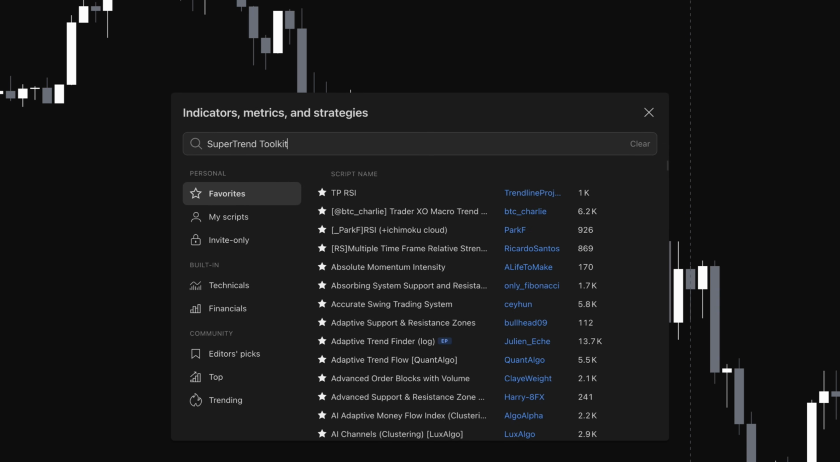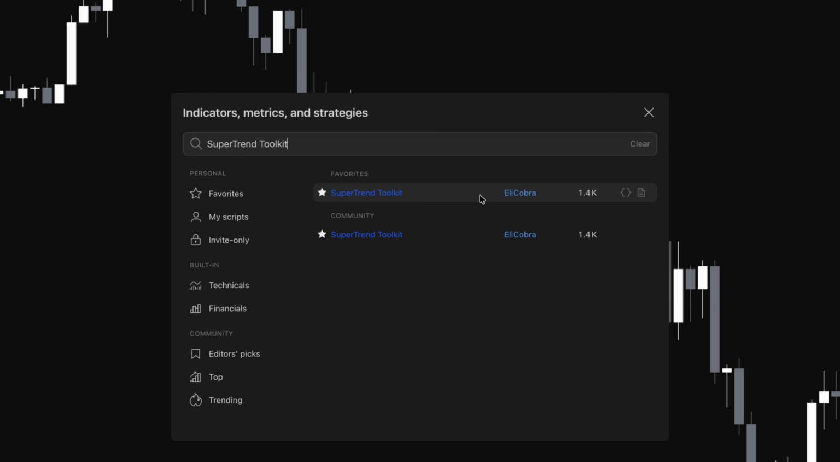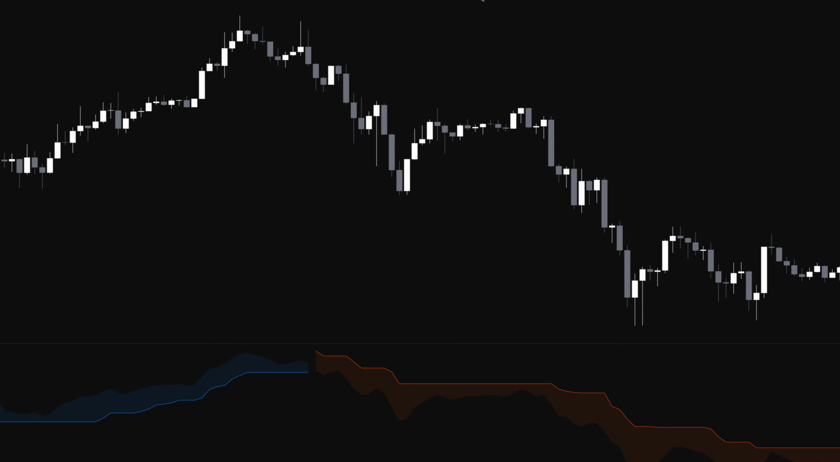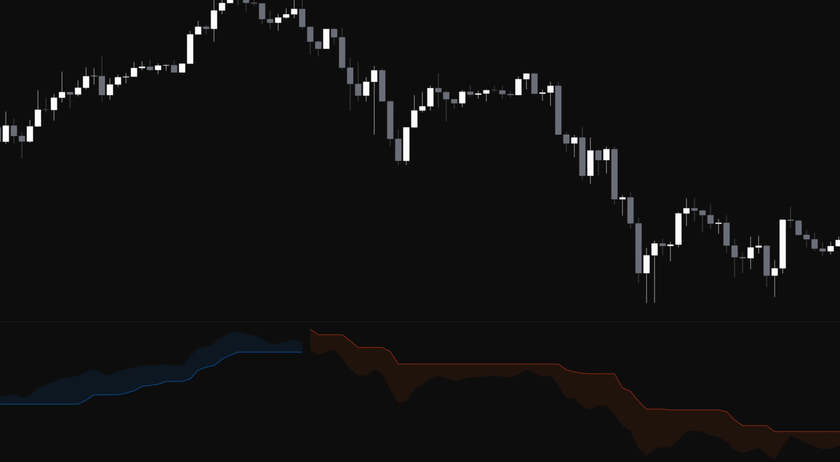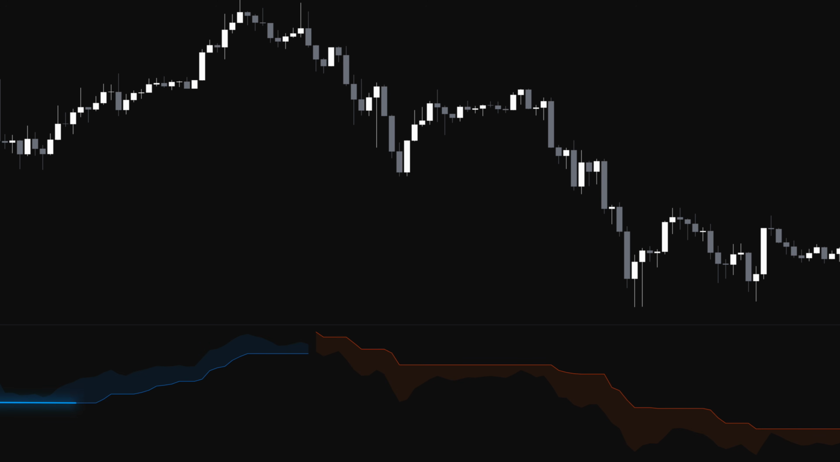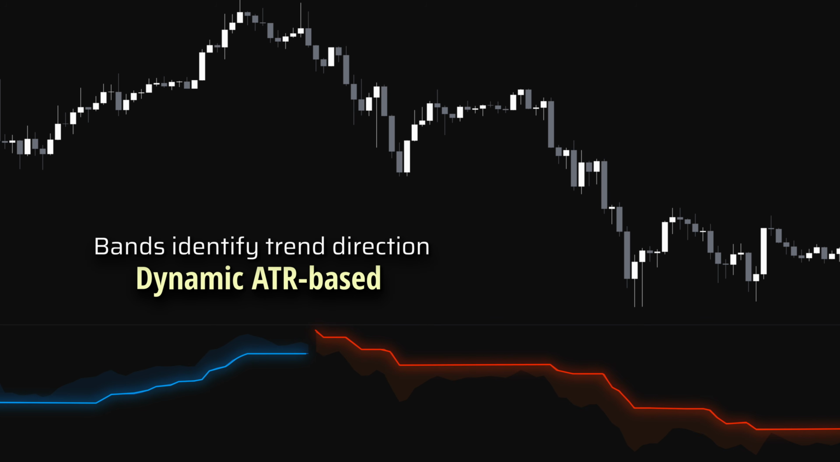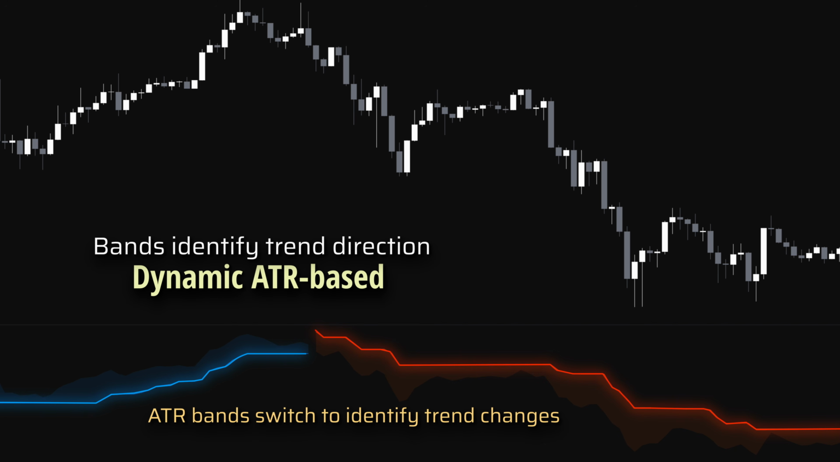SuperTrend Toolkit. Created by Li Cobra, this indicator re-implements the classic SuperTrend methodology using modern Pine script v5 architecture with custom-type structures. It calculates dynamic support and resistance bands based on average true range multiplied by a user-defined factor, switching between upper and lower bands as price crosses these thresholds to identify trend direction.